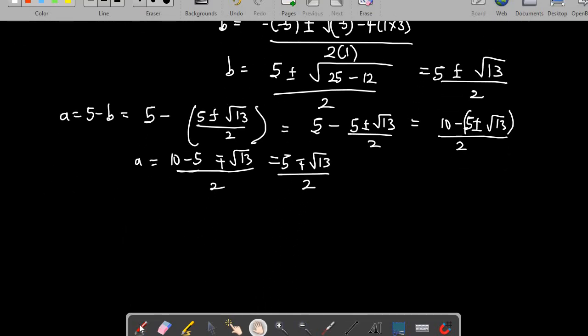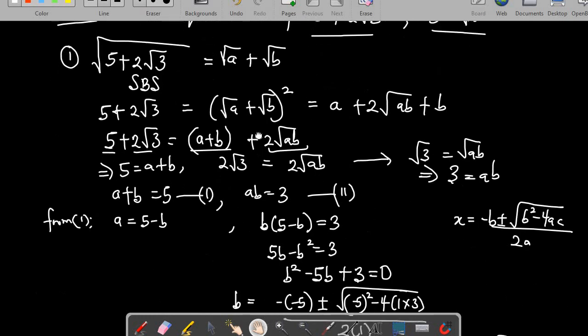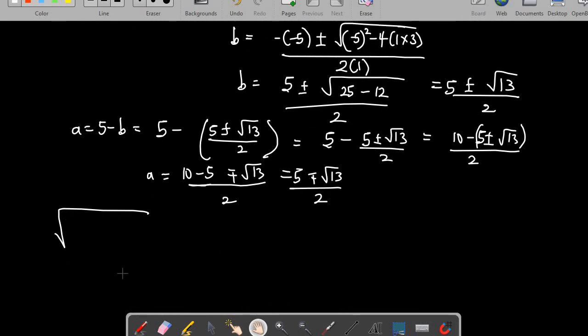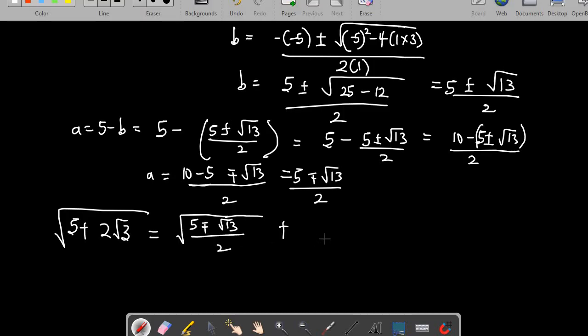So that means that the square root now of what we asked to find, don't forget we have to find the square root of 5 plus 2 root 3. You just simply put in your values of a and b. Don't forget a is this, and we said our solution should be square root of a plus square root of b. So that will be square root of 5 minus plus root 13 over 2 plus what was b, square root of 5 plus or minus square root of 13 over 2.